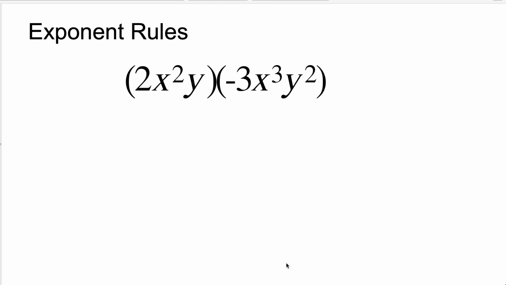A quick review of a couple of different concepts here, and then you should definitely go over this lesson. First thing is the exponent rules.